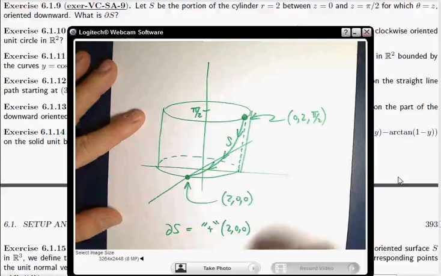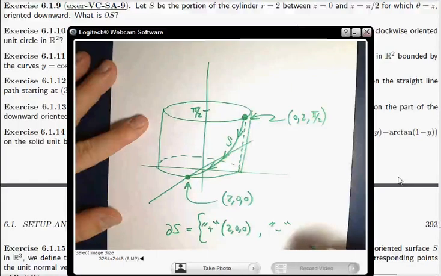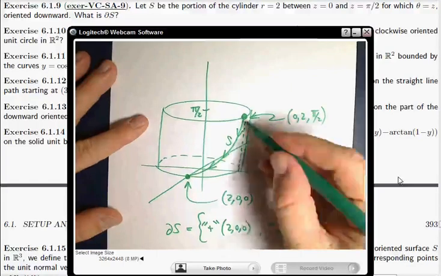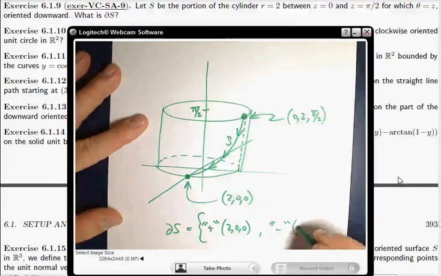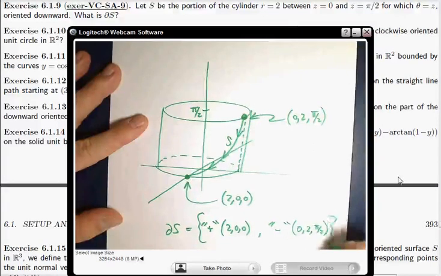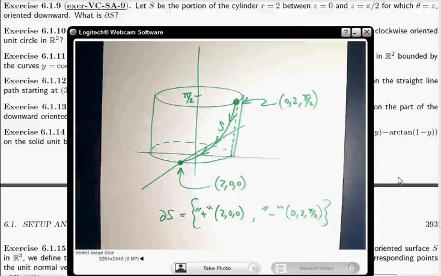And then a negatively oriented starting point, (0, 2, pi over 2). So there you go. Does that make sense to everybody? Questions?